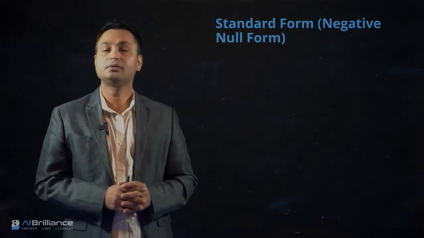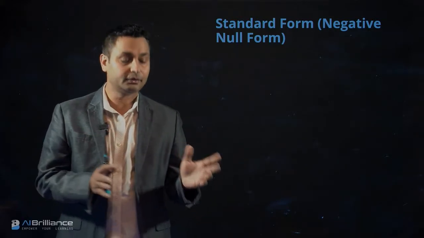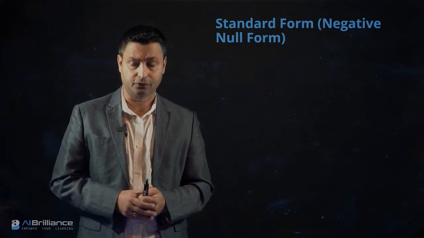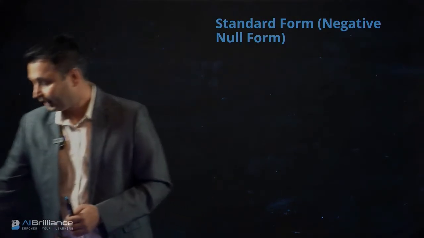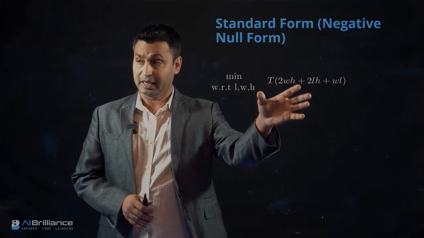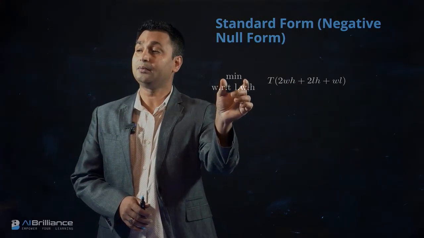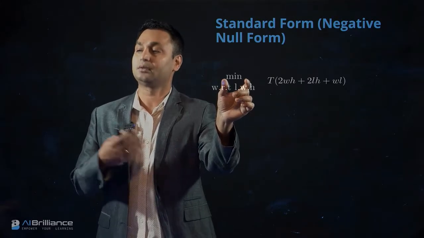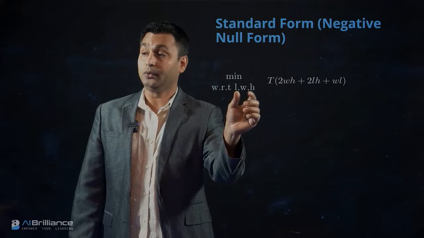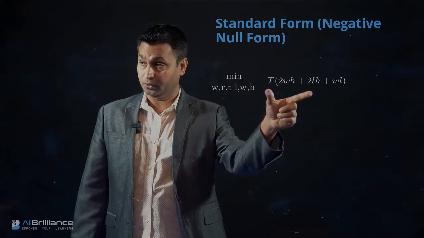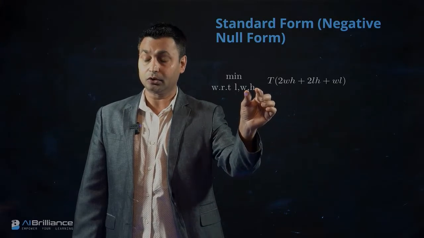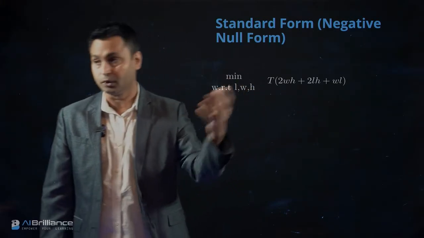That form is known as standard form or negative null form. This is a slight variation on the set of equations that we have written before. You write your objective function as is, but instead of writing minimize, we write min, which is like the minimization. With respect to the variables written as L, W, H, the three variables going into the overall objective function. But we know that H is equal to capital H, so essentially this problem has only two variables.